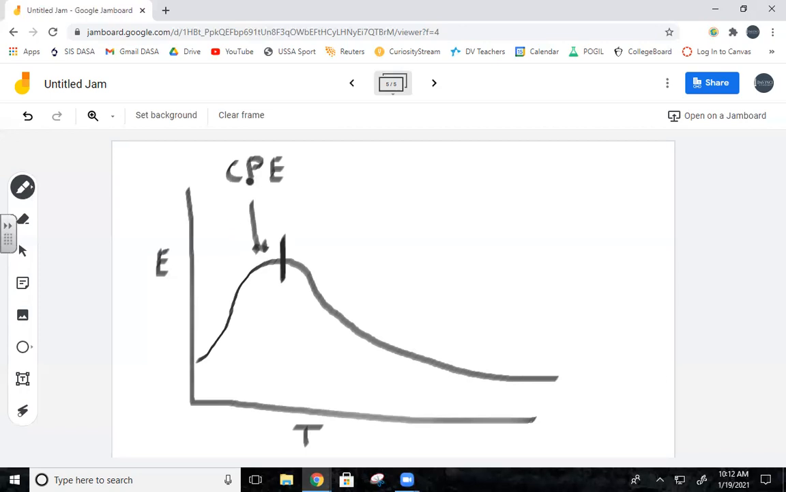CPE, chemical potential energy. Nature wants to bring this energy down, but the problem is we have to get this energy up before it will come down. And we're going to change our color here. This is where the catalyst comes in.